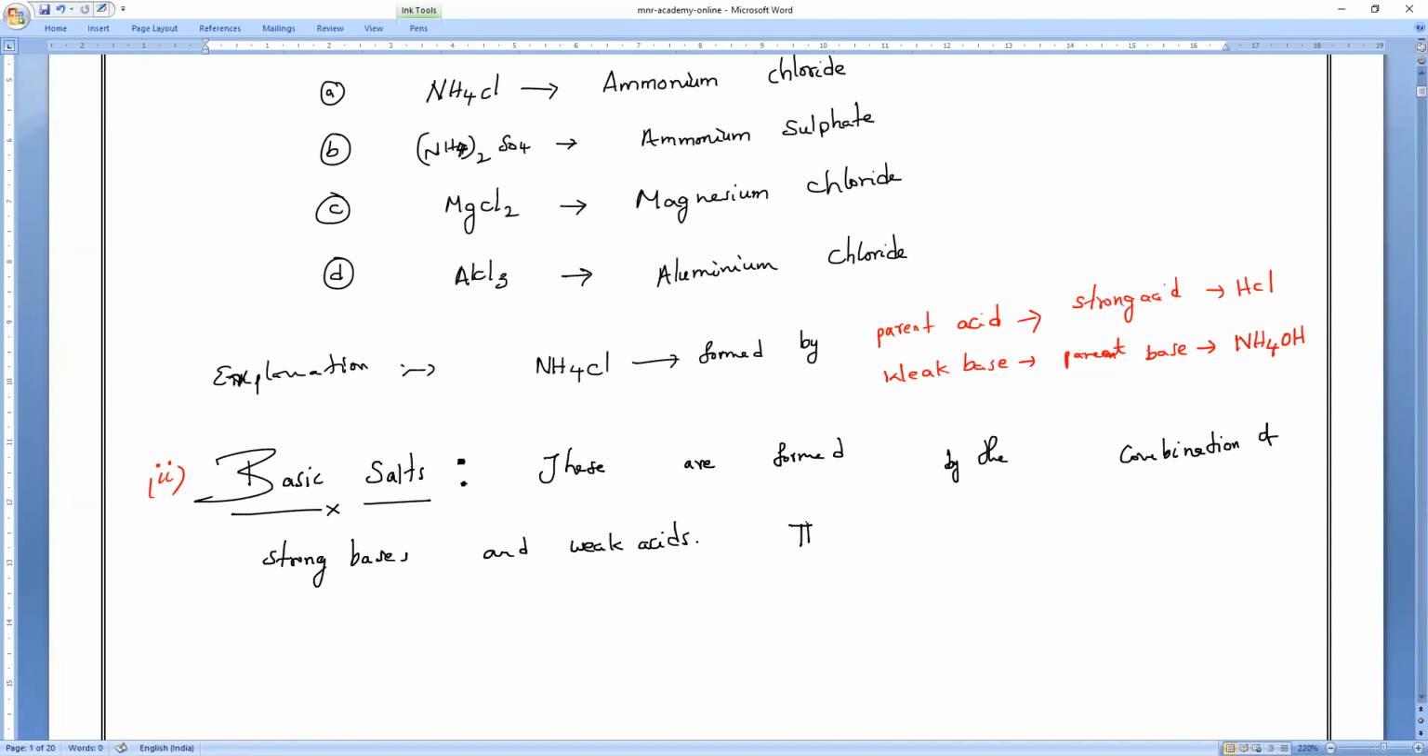So definitely their pH is what? Their pH solution has, what is that? Greater than 7 or less than 7? Everybody. Greater than. So examples, you can take that.